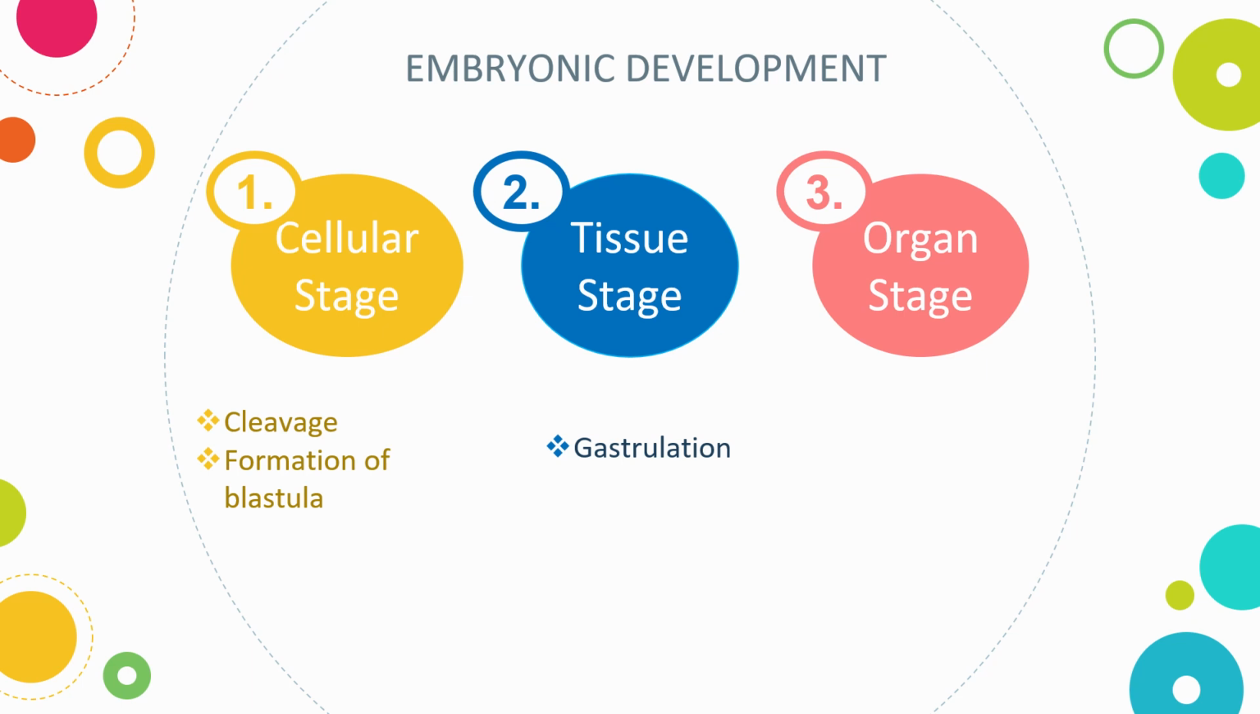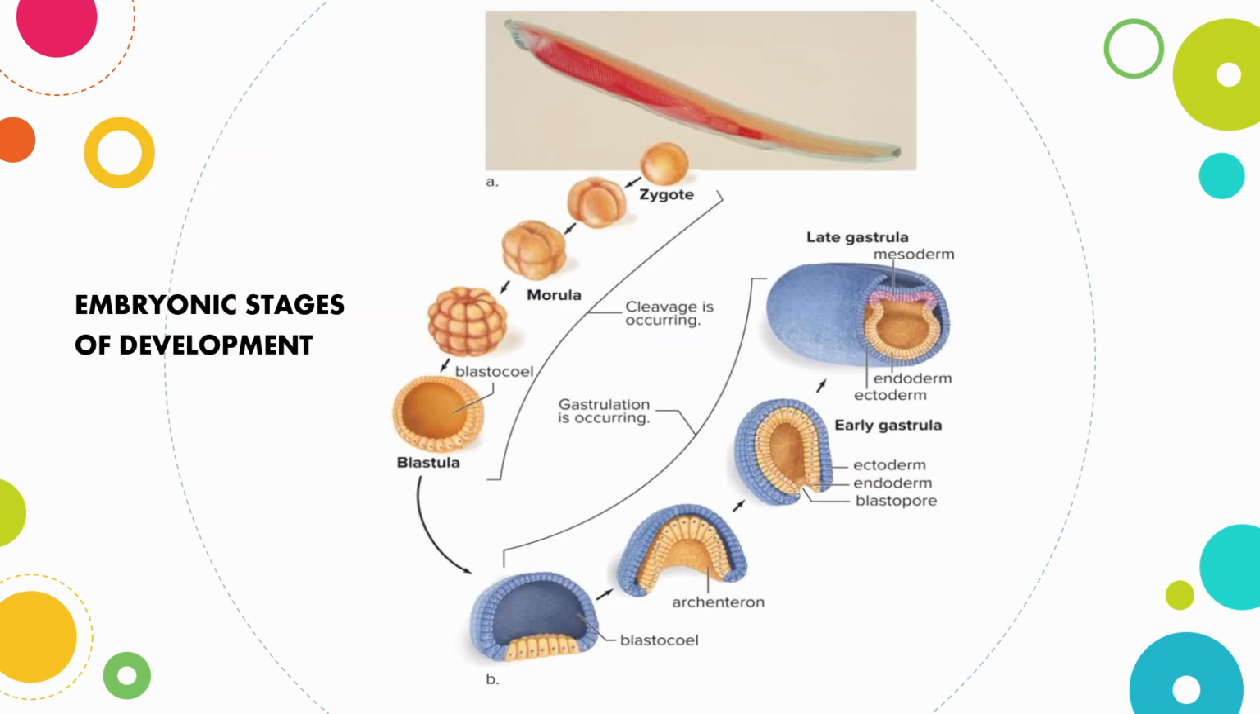Okay, let's move on to embryonic development. Embryonic development is divided into three parts: cellular stage, tissue stage, and organ stage. At the cellular stage, we will learn about cleavage and formation of blastula, while gastrulation we will know at the tissue stage. This is the figure of embryonic stages of development of chordates, including human.